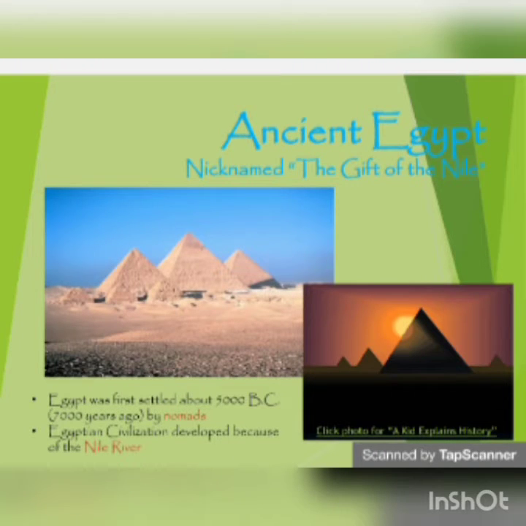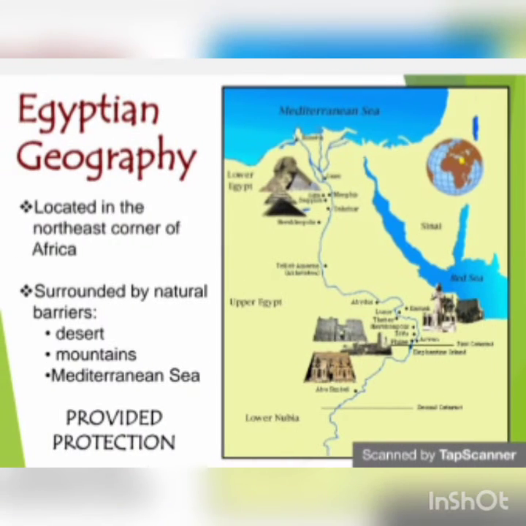Okay, today we are going to see about ancient Egypt. The first settlement in ancient Egypt was about 5000 BC, during the nomadic period. The Egyptian civilization developed on the banks of the river Nile, and Egypt is otherwise called the gift of the Nile. It lies nearby the Mediterranean Sea.